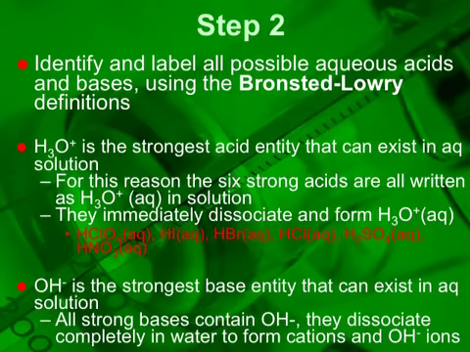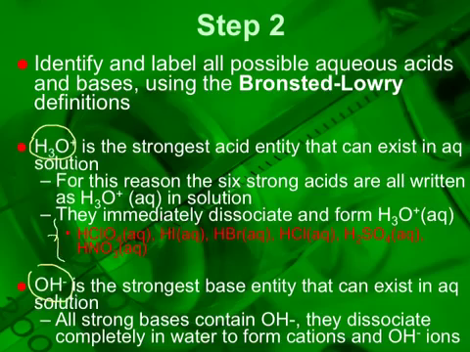The next step is to identify all the acids and bases in the solution according to Bronsted-Lowry definitions. A couple of important points to remember are that hydronium is the strongest acid possible, and hydroxide is the strongest base possible. If there are any strong acids in solution, such as these 6 strong acids, or any bases containing OH, you immediately have hydronium as well as hydroxide in your solution.